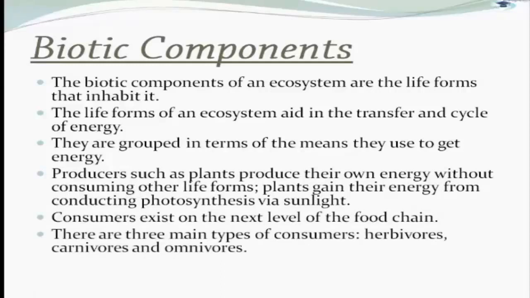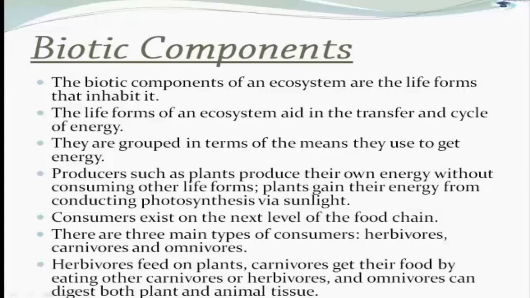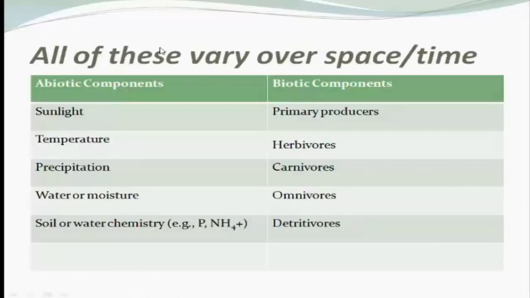Consumers exist on the next level of the food chain. And there are three main types of consumers. We have the herbivores, carnivores, and omnivores. Herbivores feed on plants. Carnivores get their food by eating other carnivores or herbivores, and omnivores can digest both plants and animal tissue. So inside the biotic component, food chain and food web are involved. All of these vary over space or time.